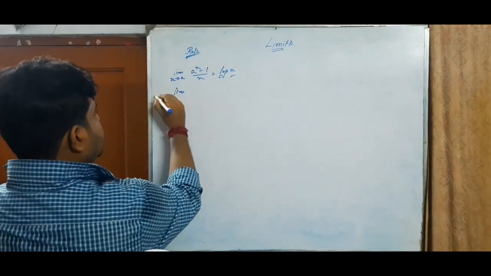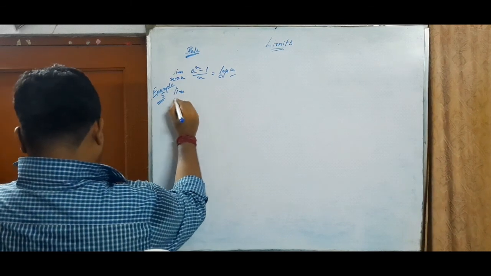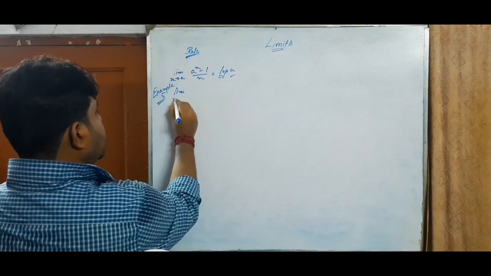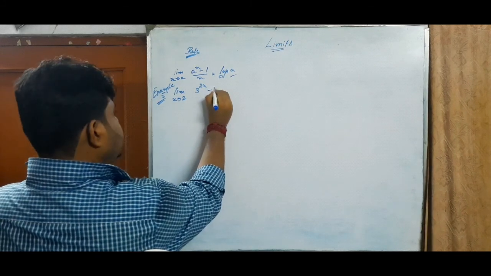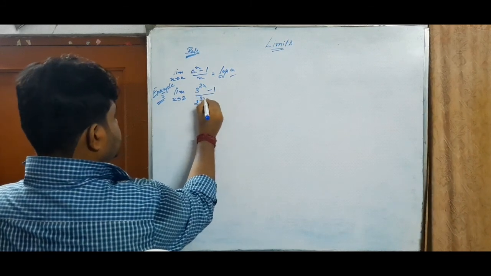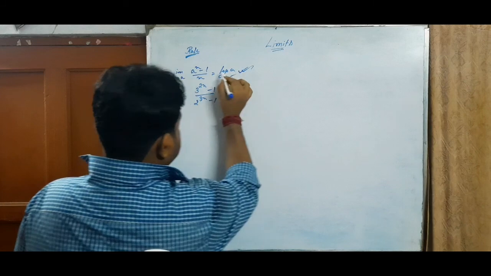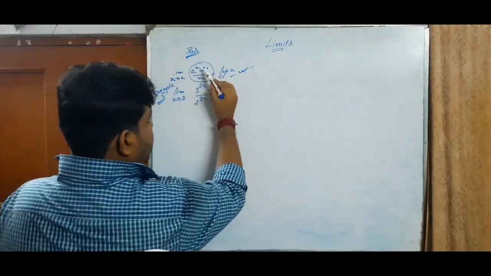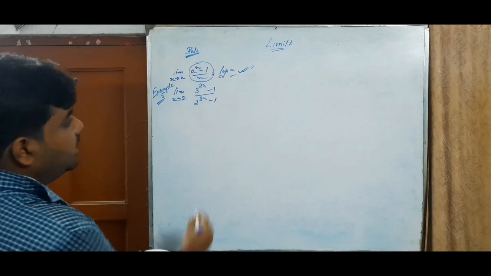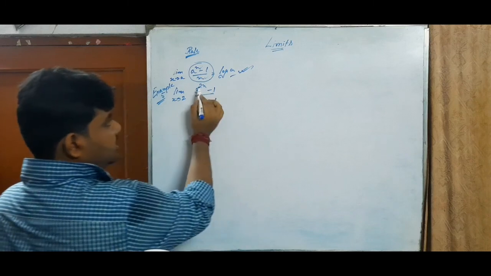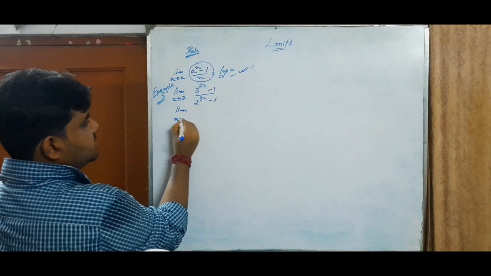Example number 5. Limit x tends to 0, 3 to the power 2x minus 1 by 2 to the power 3x minus 1. Just see this form. Again, the power is x and the denominator is also x. Now we will have to convert this into this form. Here the power is 2x.